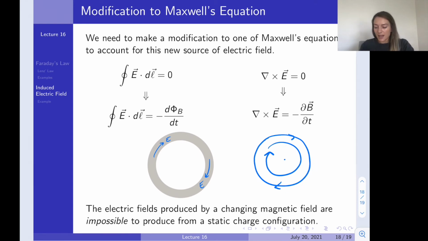And what this means is that you'll never see an electric field that curls around like this, that's going in a circular path. There's no way to create that from static charge distributions. So if we had just stationary charges, plus Q, minus Q somewhere, we would never be able to create an electric field that looks like this. This sort of electric field can only be created by a changing magnetic field.